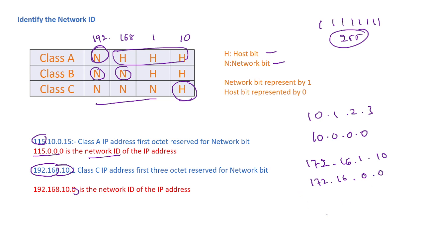If I write class C like 193.211.1.10, this is class C, meaning the first 3 octets are for network. So what you have to do is 193.211.1.0, this is your network ID. Basically, the number of networks and the number of hosts depend upon the classes. So based on the classes, you will write the network ID. Clear? Is it clear? Any confusions here?